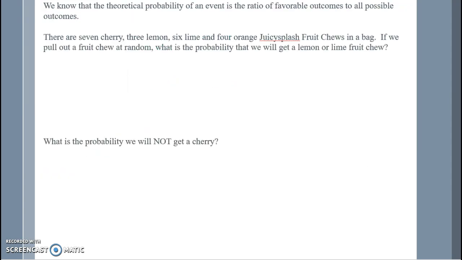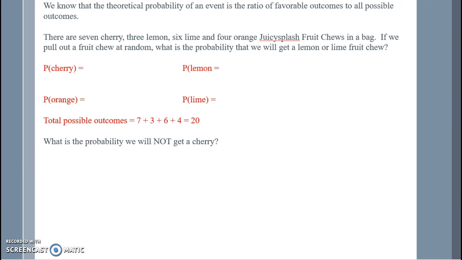We know that the theoretical probability of an event is the ratio of favorable outcomes to all possible outcomes. There are 7 cherry, 3 lemon, 6 lime, and 4 orange Juicy Splash fruit chews in a bag. If we pull out a fruit chew at random, what is the probability that we will get a lemon or a lime fruit chew? So let's identify the probability of getting the cherry, the orange, the lemon, and the lime.